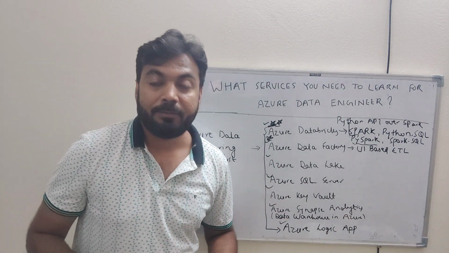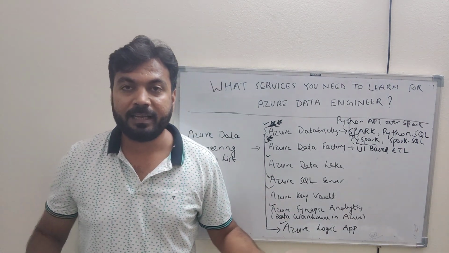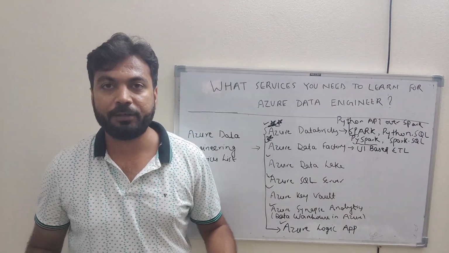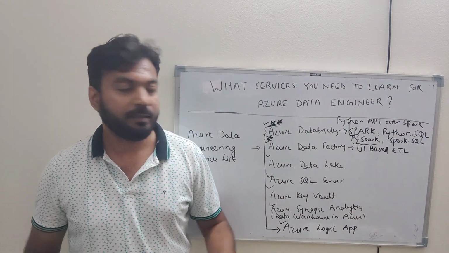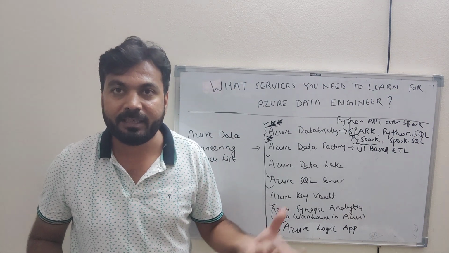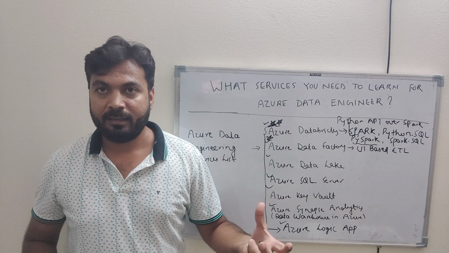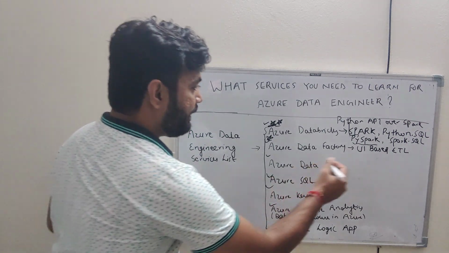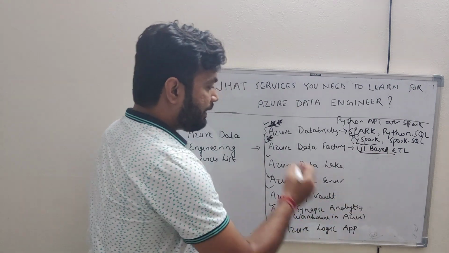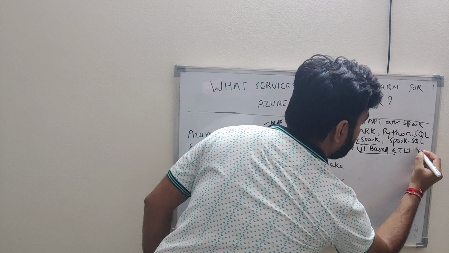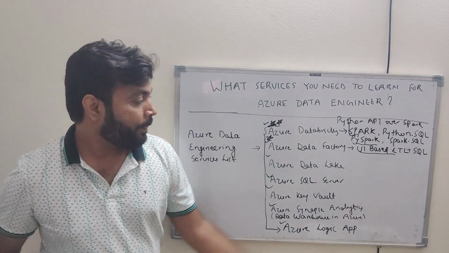Suppose we want to apply the union function, we can directly use the union function in data flow and do a union. Suppose I want to use the select function, I can directly use the select function that is already inbuilt in Azure Data Factory and apply it. So this is a UI based tool, and this is also a place where scripts in SQL can be written.